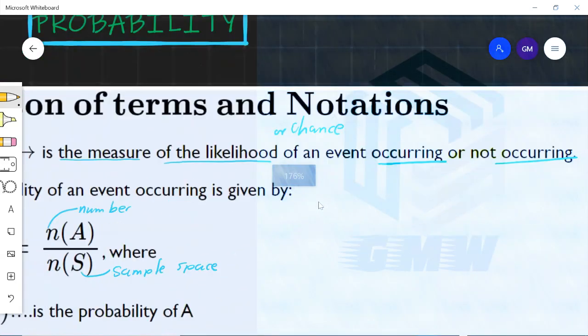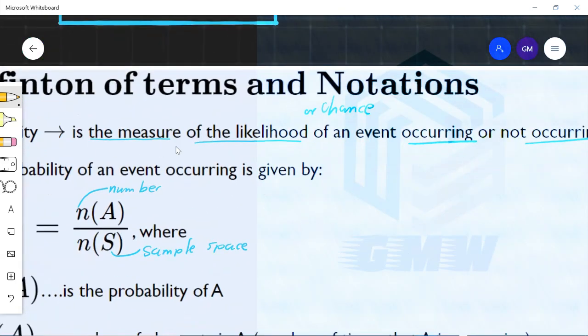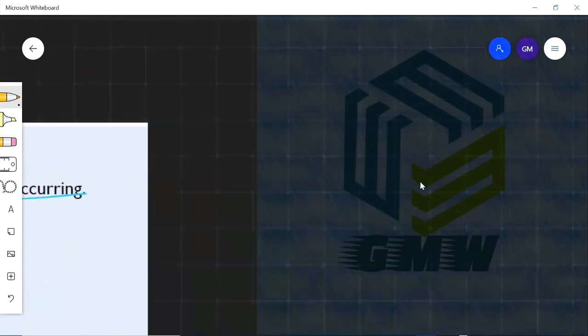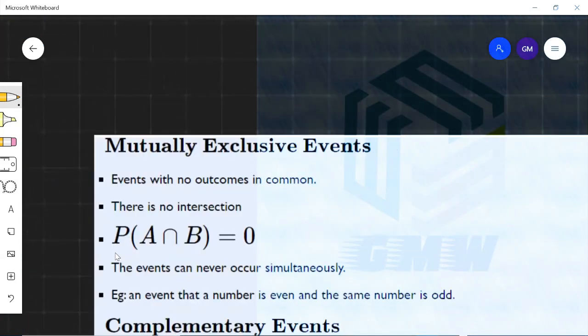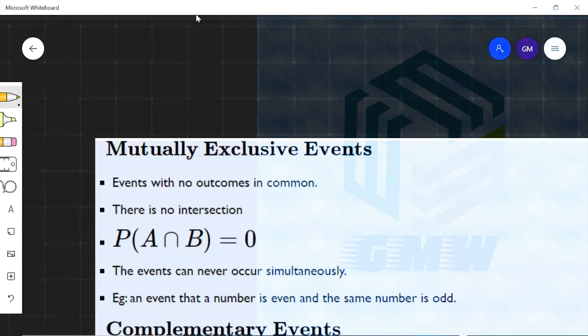Then in our definition here, we said probability is the measure of the likelihood of an event. Event. You see this word? Event. We have different types of events. So we have types of events. Are you with me?